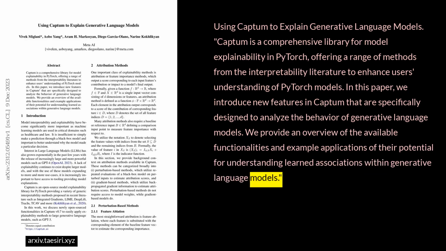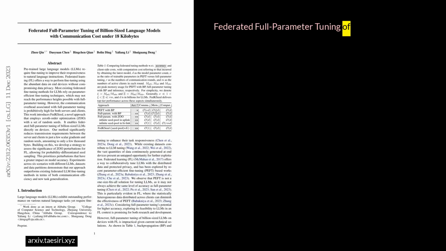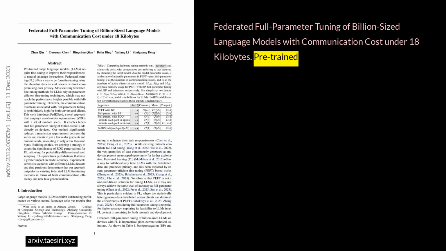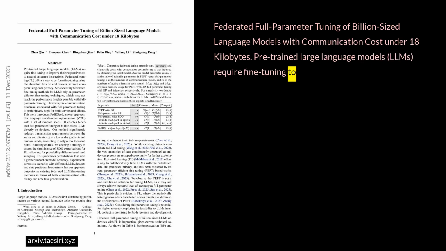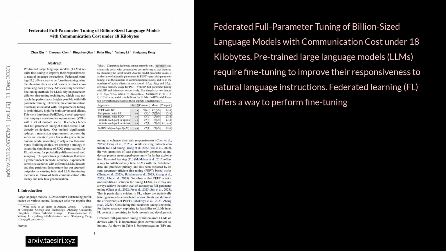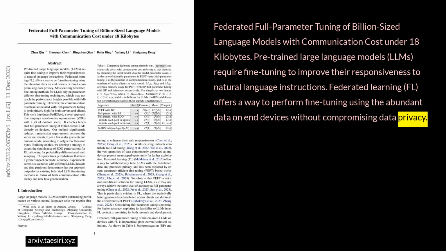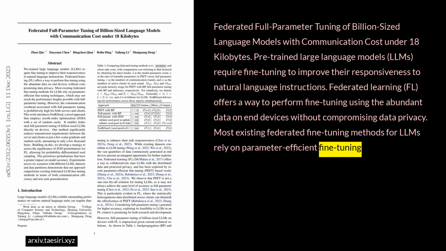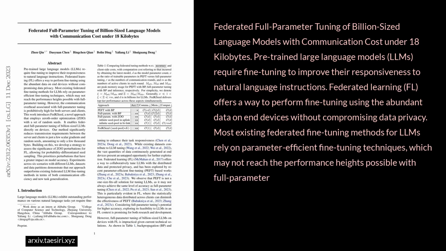Federated full parameter tuning of billion-sized language models with communication cost under 18 kilobytes. Pre-trained large language models, LLMs, require fine-tuning to improve their responsiveness to natural language instructions. Federated learning, FL, offers a way to perform fine-tuning using the abundant data on end devices without compromising data privacy. Most existing federated fine-tuning methods for LLMs rely on parameter-efficient fine-tuning techniques, which may not reach the performance heights possible with full parameter tuning.